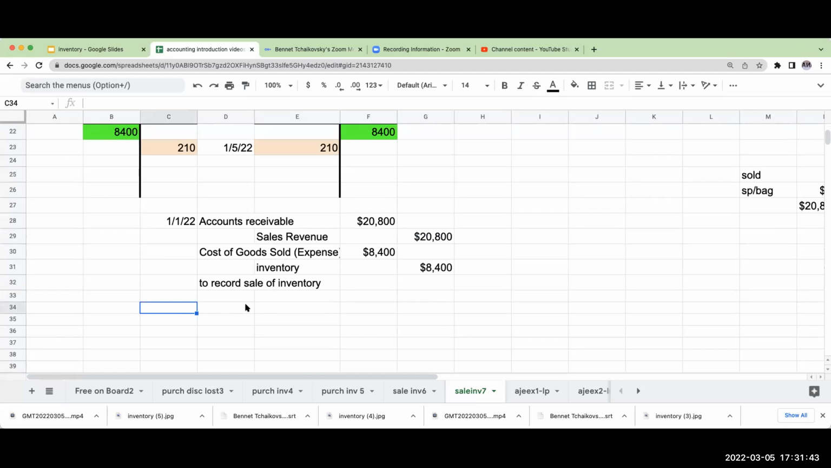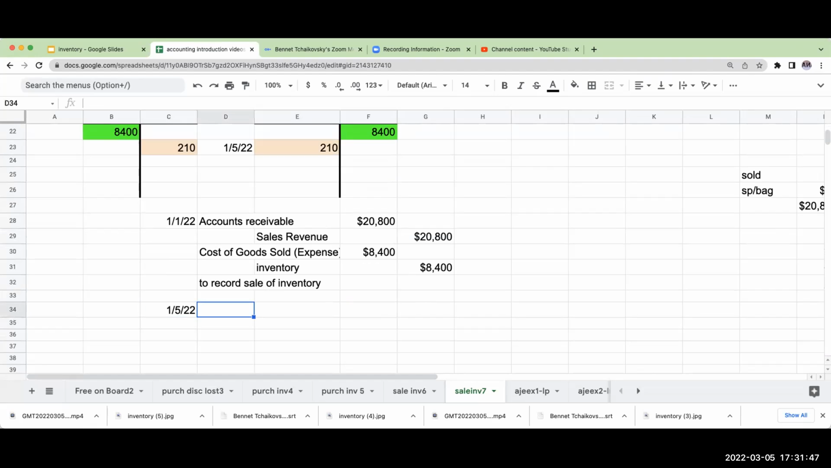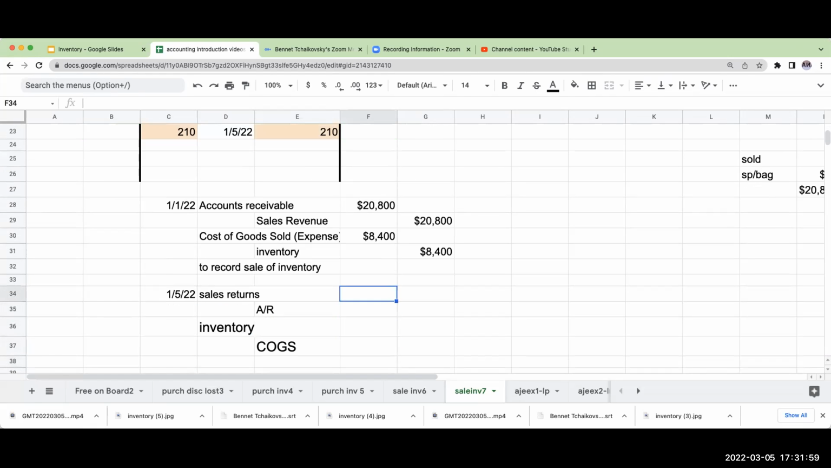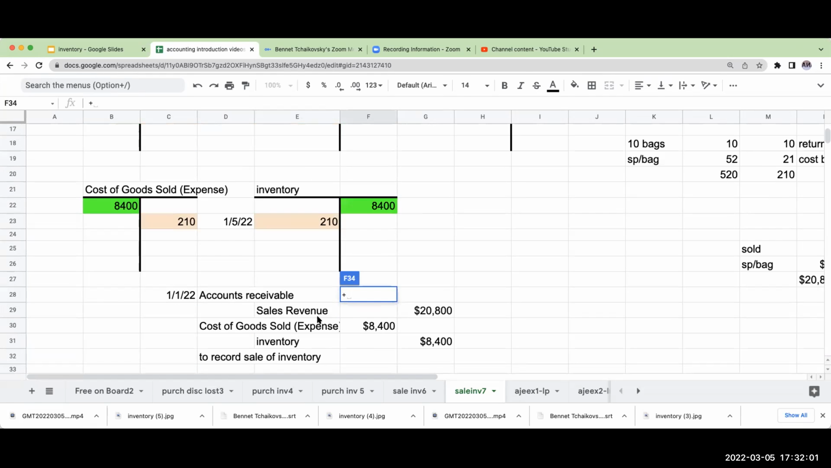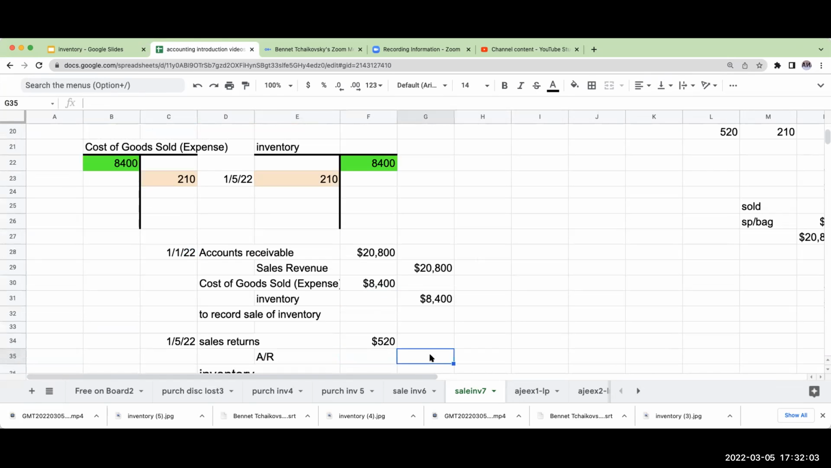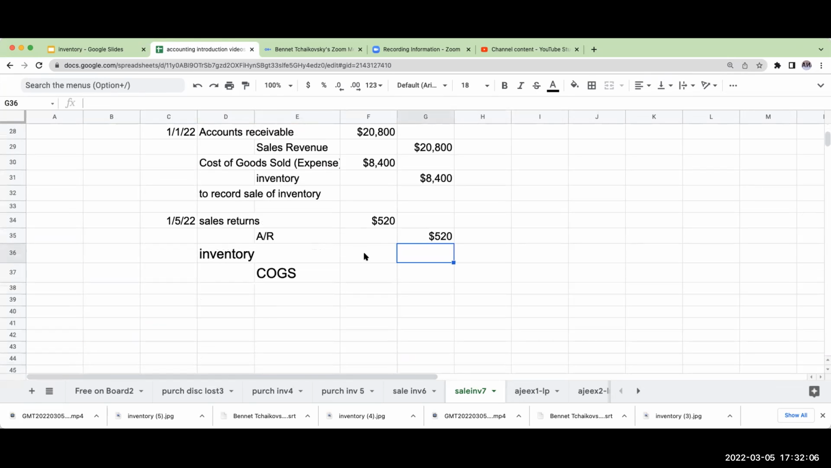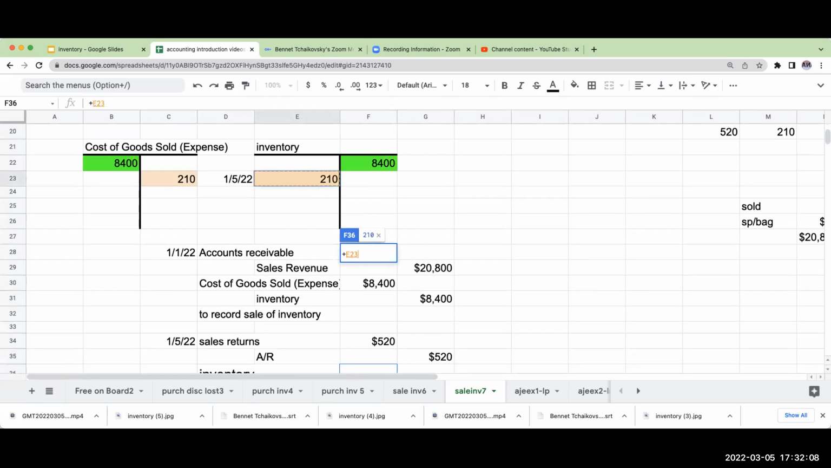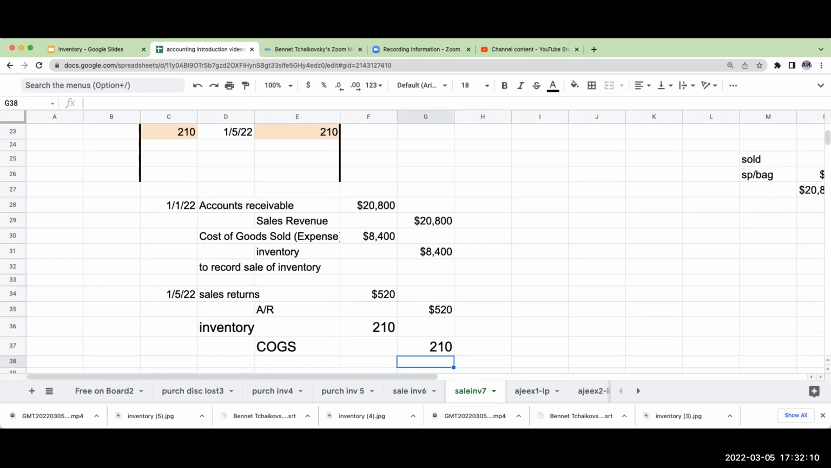So if I look over here on 1/5/22, what do I do to record the sales return? I'm going to debit sales returns. I'm going to credit accounts receivable. I'm going to debit inventory, and I'm going to credit cost of goods sold. So over here, my sales return was 520. My accounts receivable was 520. My inventory was 210. And then my cost of goods sold was 210 to record a sales return.